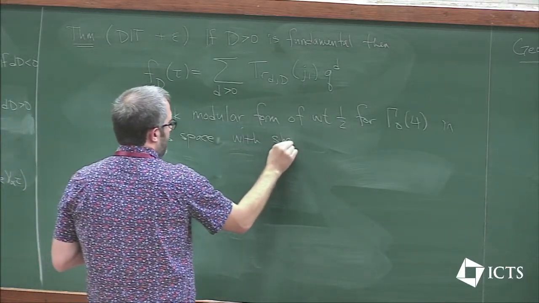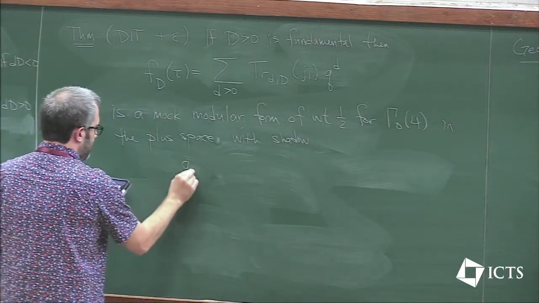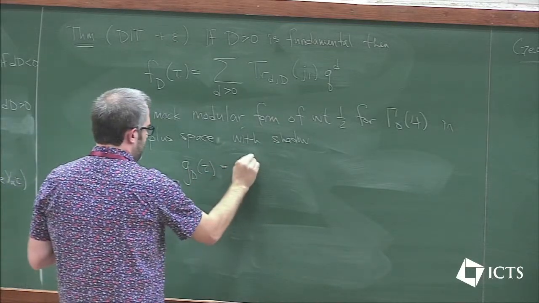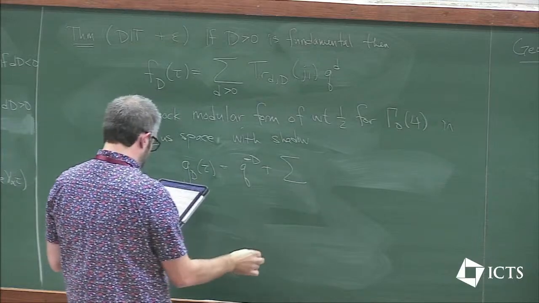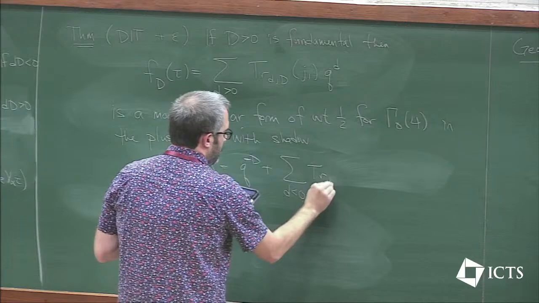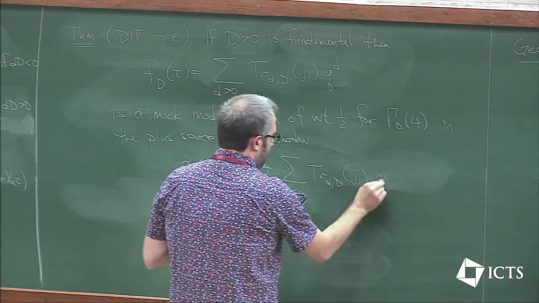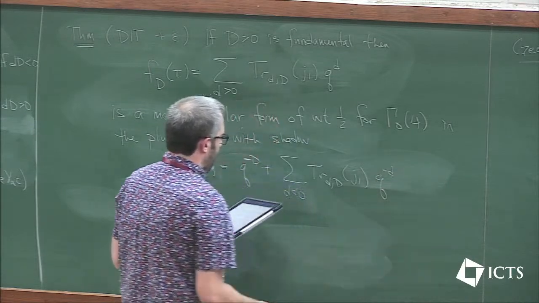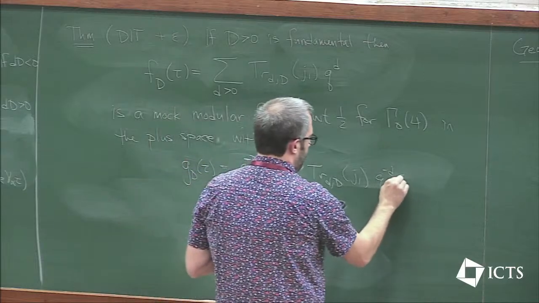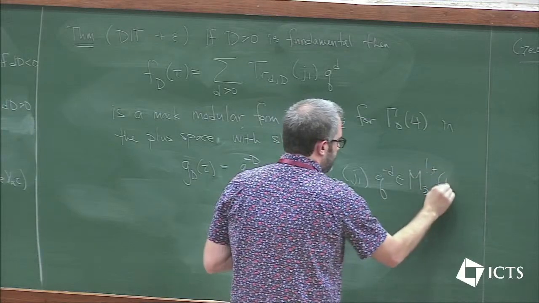With shadow, we'll call it g sub d of tau. And this will be q to the minus d plus the sum over the negative little d's, tr little d big D J1, q to the minus d. And this is a weakly holomorphic modular form of weight 3/2, also in the plus space for gamma 0, 4.